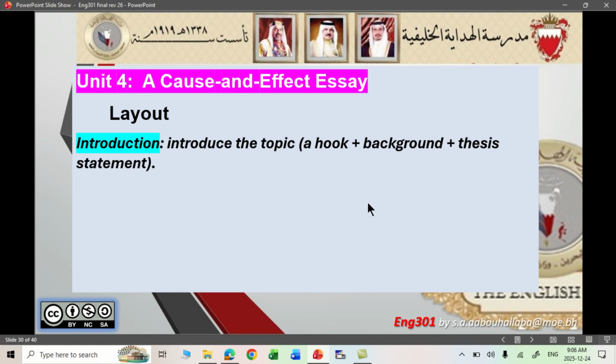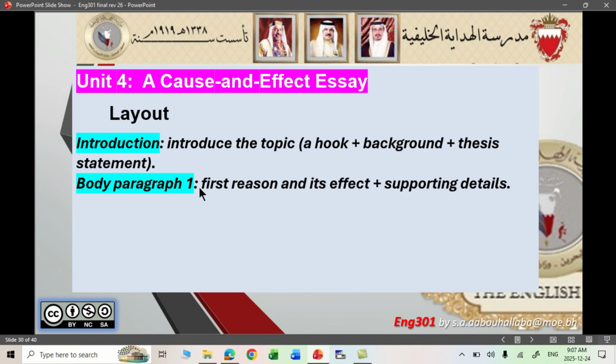You get me? These things usually grab the attention of the reader and make him want to read the whole text that you have written, the whole essay, and find out what you're writing about. After the hook, you give some background and you end your introduction by the thesis statement. What is your thesis statement? The main idea that you want to reach an answer for in the end.